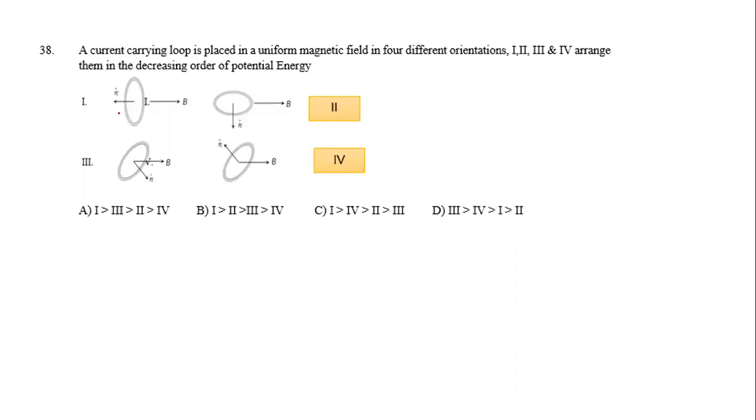This is a very direct question. As the angle keeps decreasing, arrange in decreasing order of angle: this, followed by this, followed by this, and this. So 1, 4, 2, 3. This option.